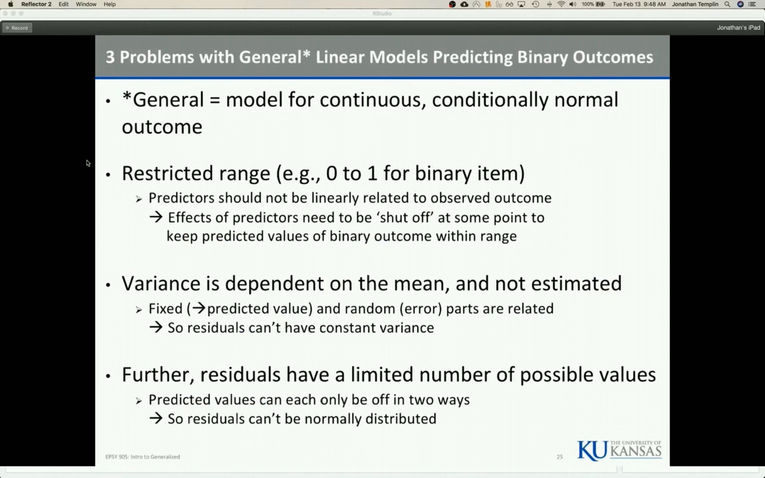So, in general, there are three problems when we try to take our continuous, conditionally normal linear model and use it to model a binary variable. We have a restricted range. We're estimating too many parameters, right? The variance and the mean are dependent in the binary model, but the linear model, the conditionally normal model, doesn't know that, so we try to estimate both. And the residuals can't possibly be homoscedastic, constant.